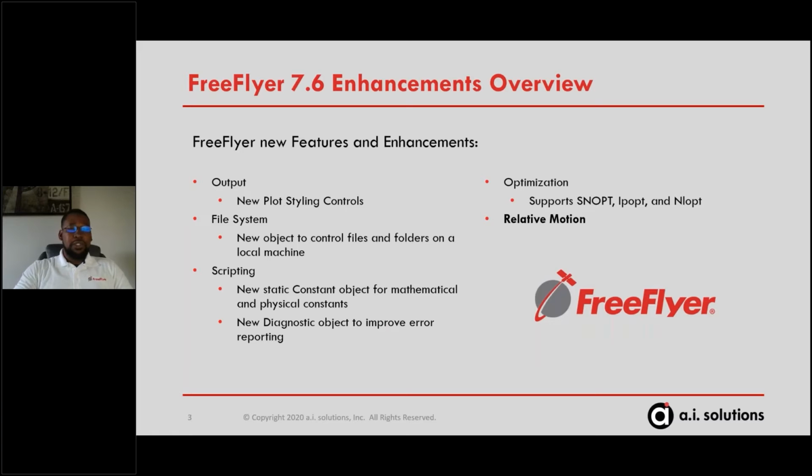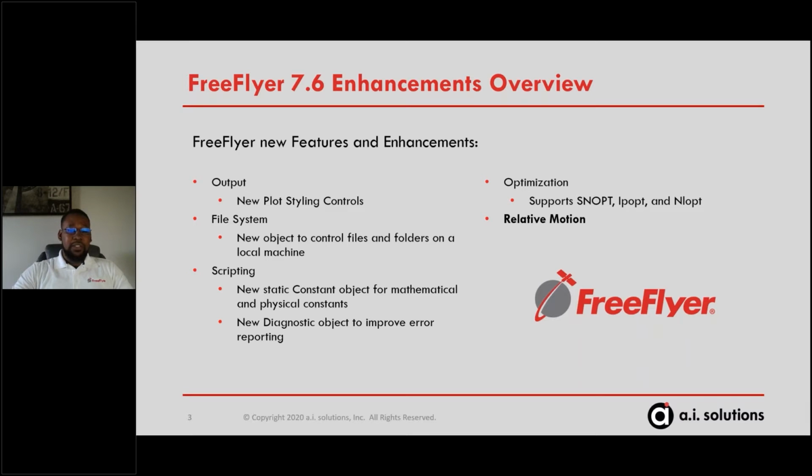Okay, so first off, we've added a number of enhancements to FreeFlyer 7.6. Some of these we've already talked about earlier in this week, primarily optimization, but there are some others that I wanted to make folks aware of, such as our new plot styling controls. That allows you to use different color palettes and customize how your plots are displayed, which is very useful for giving reports and conveying information.